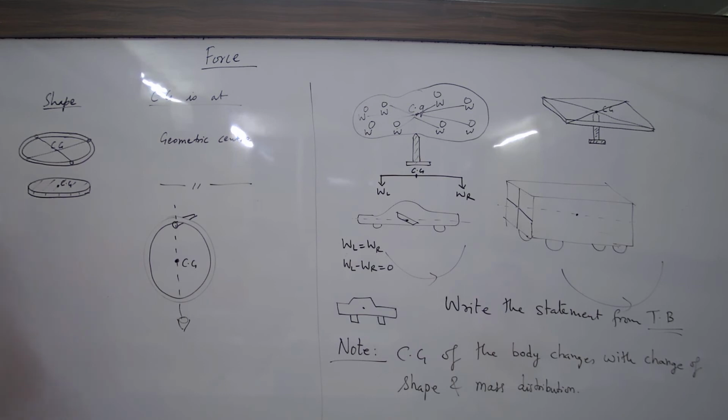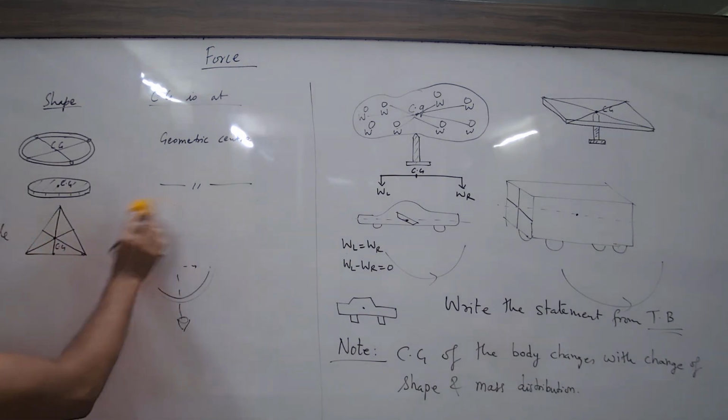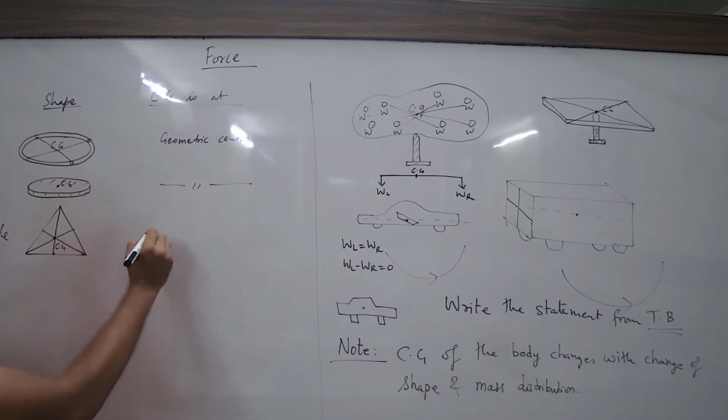What is the third object? Let us say you have a triangle. For a triangle, the CG is at the intersection of medians, right? So if you have any triangle, a median is from a vertex to the midpoint of the opposite side. So wherever these medians meet, that is the CG. Okay. So this is one extra diagram I am erasing. So CG is at the intersection of medians.